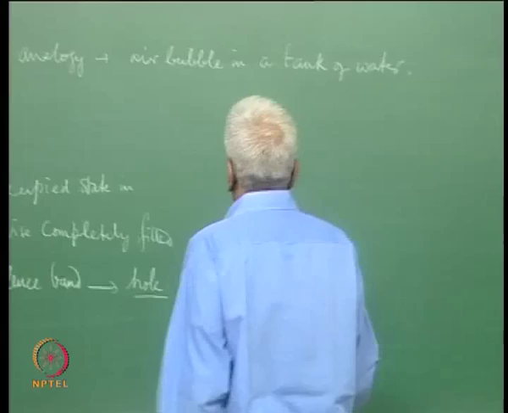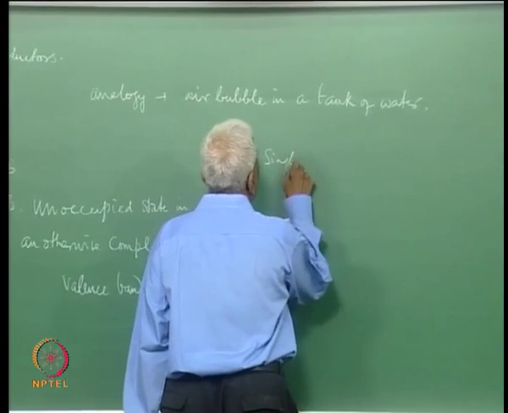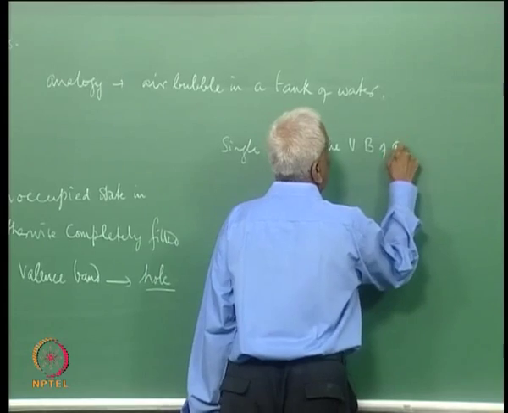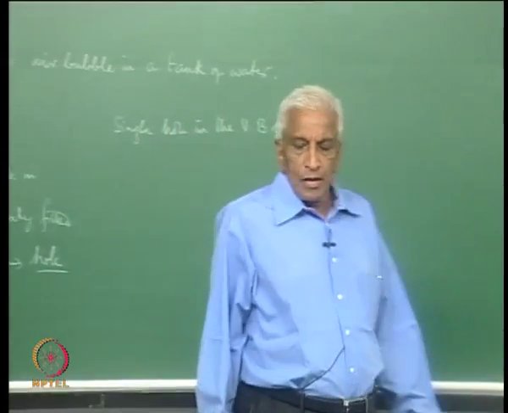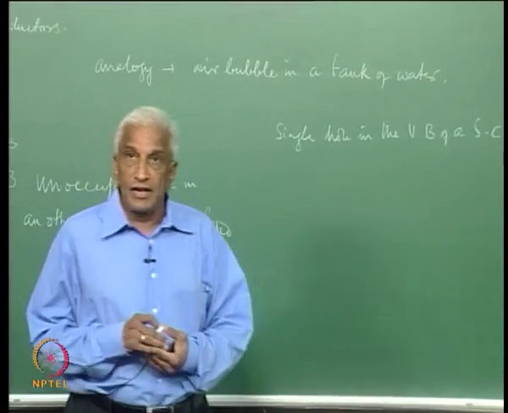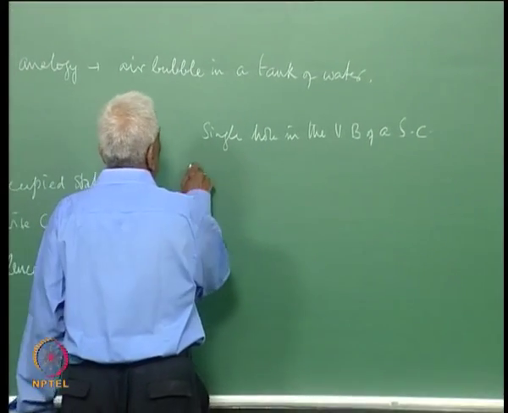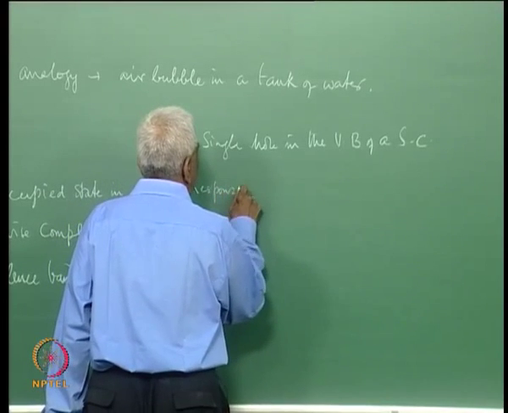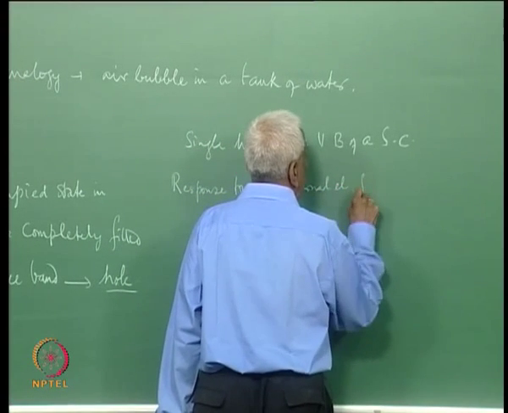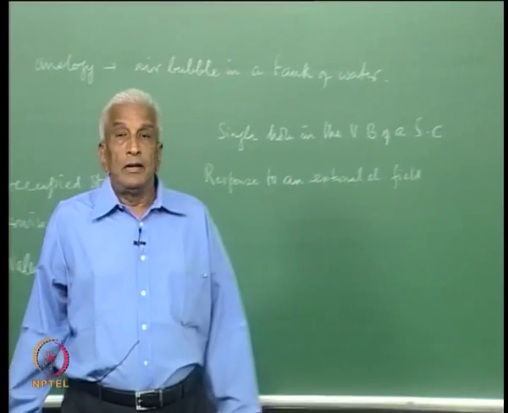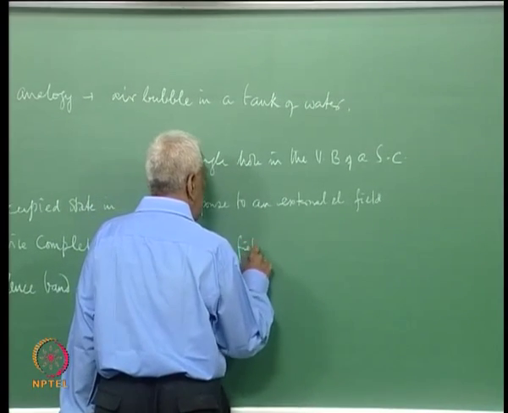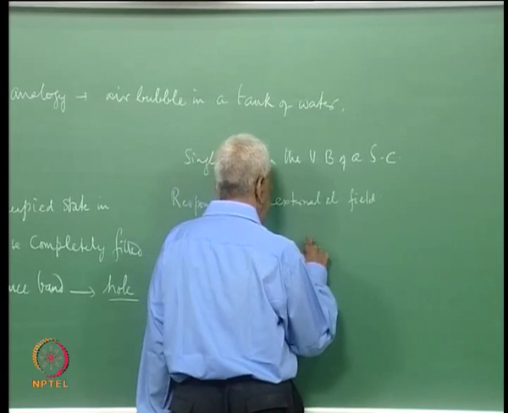So, let us consider a single hole in the valence band of the semiconductor. Now, if this hole is to respond to an electric field, how will it respond? Response to an external electric field. Now, if this field is zero, in zero field, we know that there is no current.